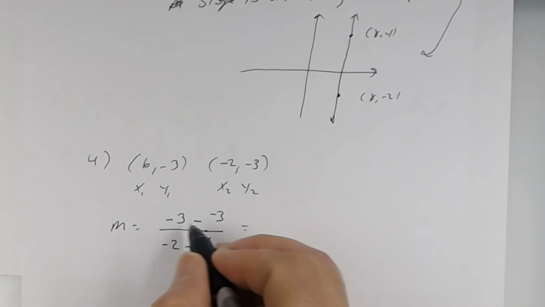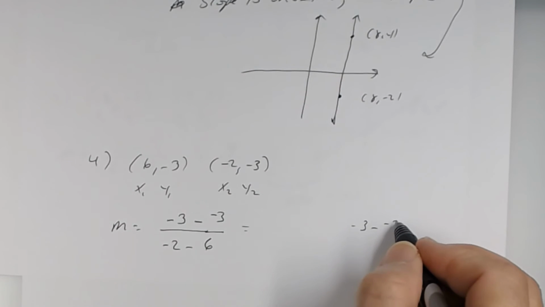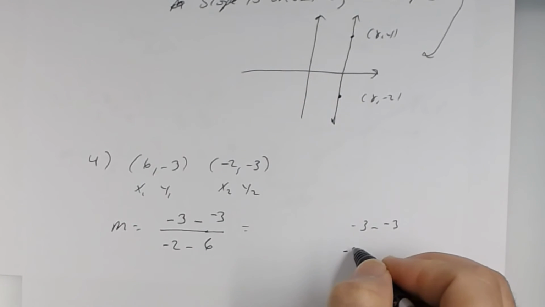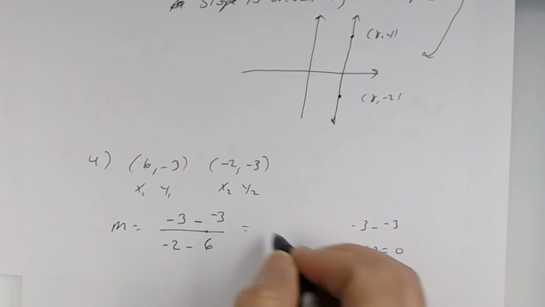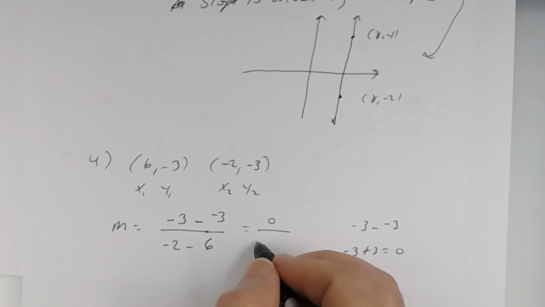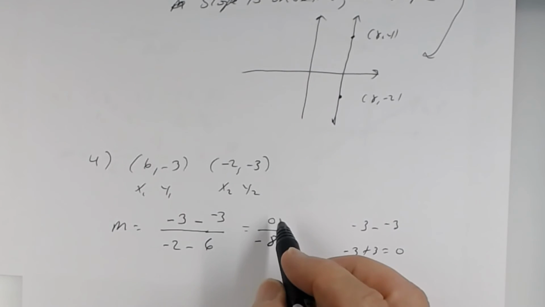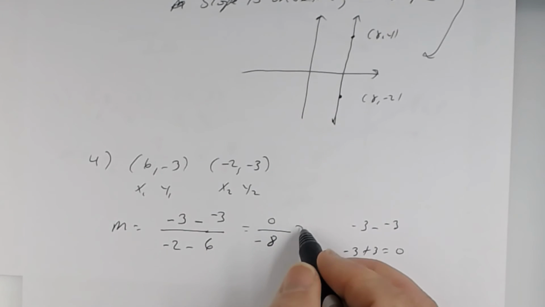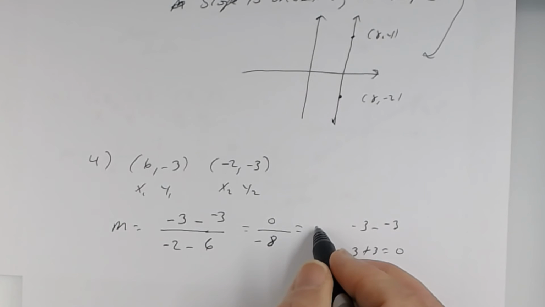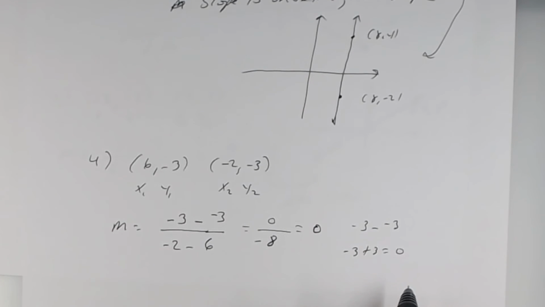What's the numerator? You have negative 3 subtract negative 3. Isn't that the same thing as negative 3 plus 3, which is 0? What's the denominator? Negative 8. And what is 0 divided by negative 8? It's 0. 0 divided by negative 8 is 0.